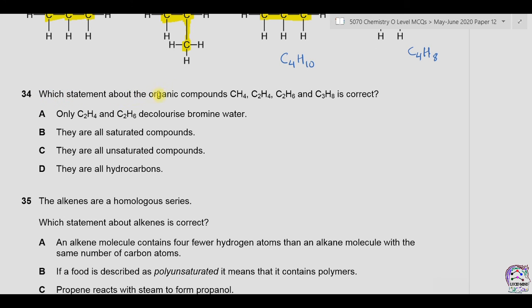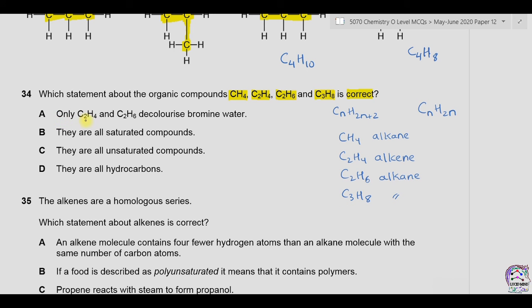Question 34. Which statement about the organic compounds CH4, C2H4, C2H6 and C3H8 is correct? Now the general formula for alkanes is CnH2n plus 2, while the general formula for alkene is CnH2n. Now according to these formulas, CH4 is alkane, C2H4 is alkene, C2H6 is alkane, and C3H8 is also alkane.